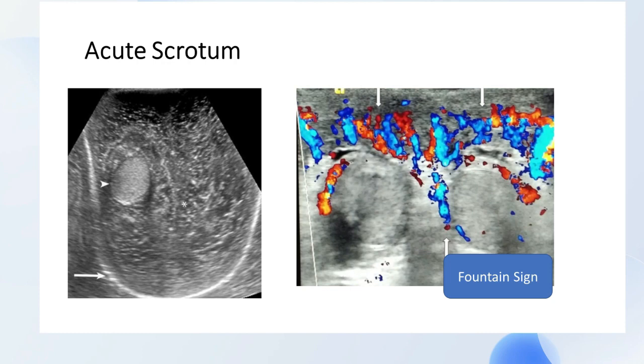So inflammation of the scrotum is called acute scrotum. So it's a pathology on its own. So it's a standalone pathology. You can find acute scrotum minus orchitis, minus epididymitis, or minus epididymo-orchitis. So it can be a standalone pathology that you have to also take note of.